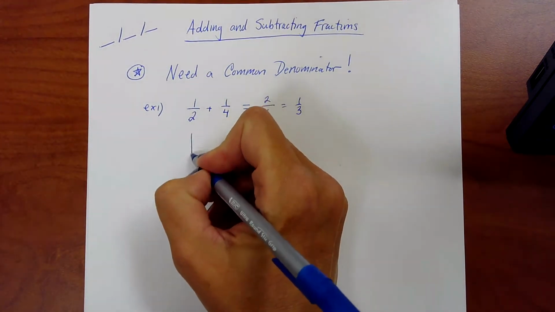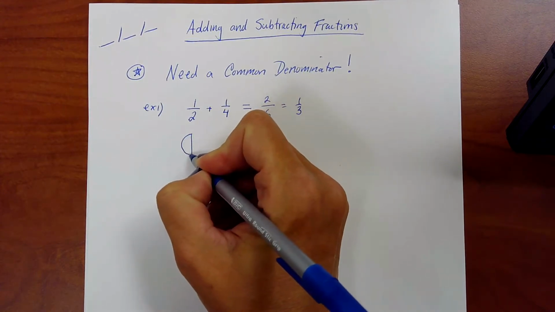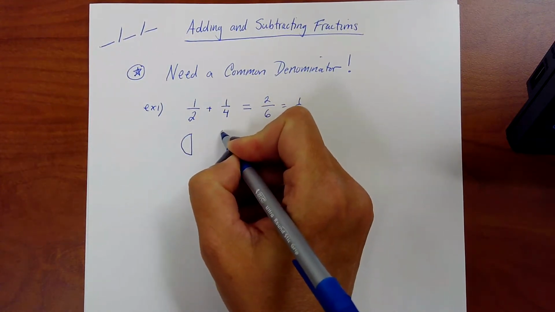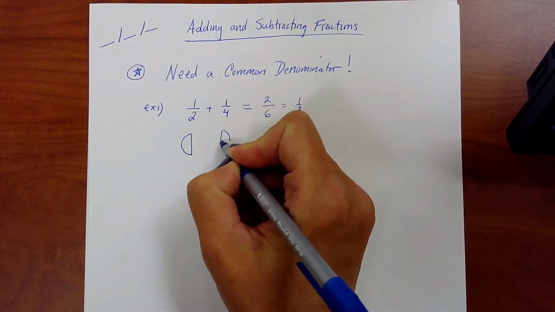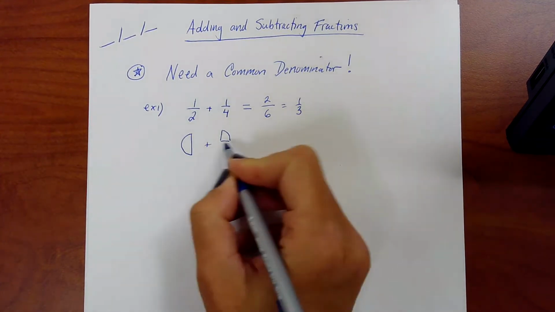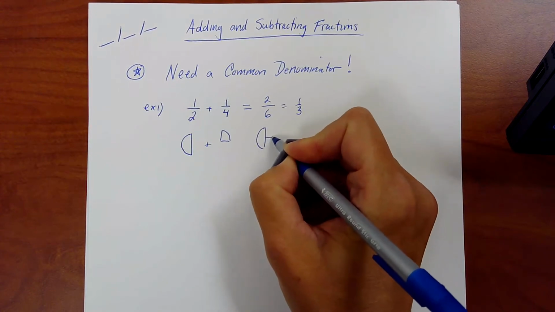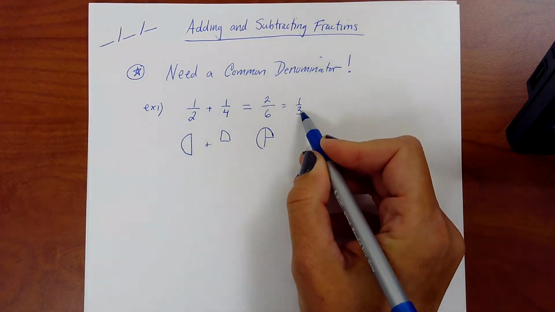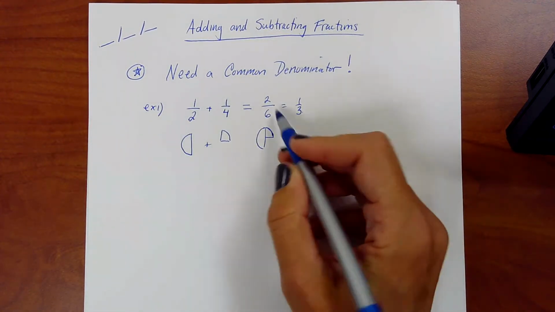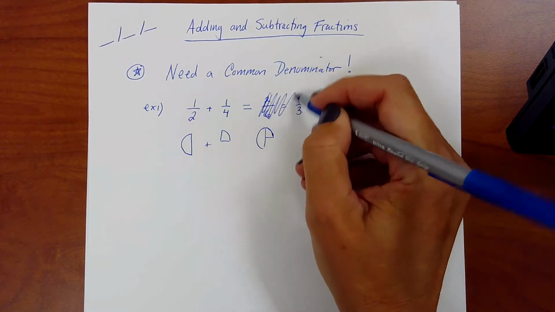If you had half of a pizza, delicious, and a quarter of a pizza, if you add those two together, it should look like you got your half plus your quarter. That's not what a third is. So this is not right. That's why it doesn't work.